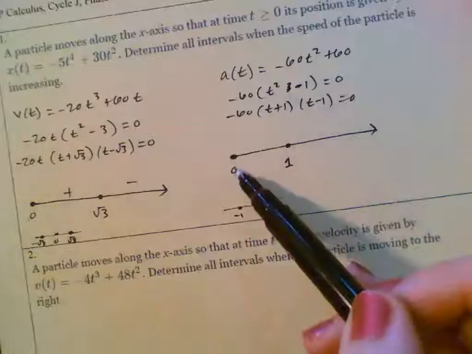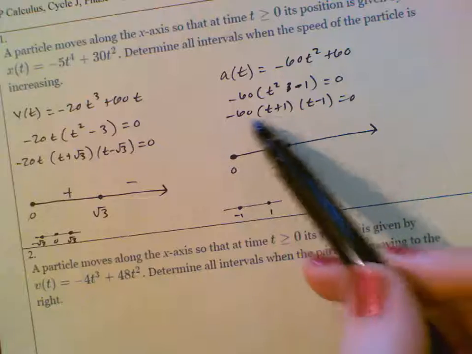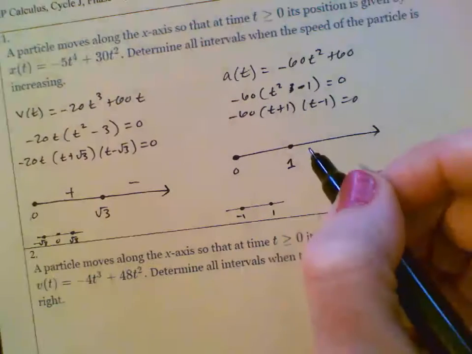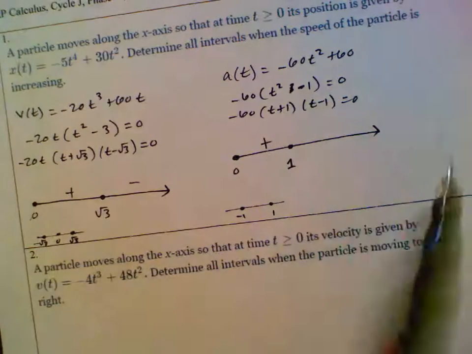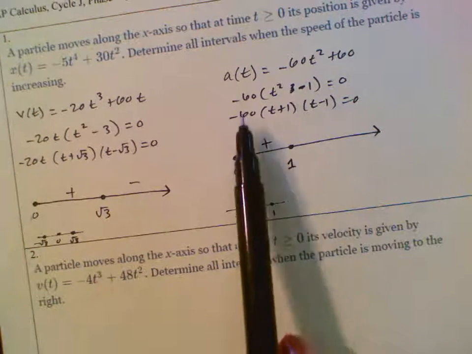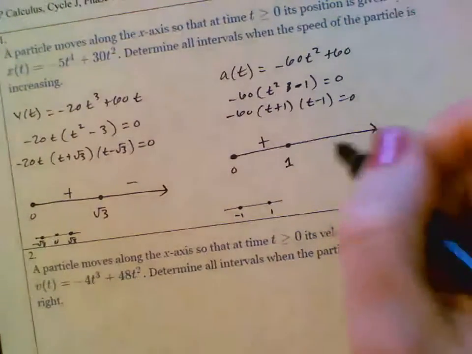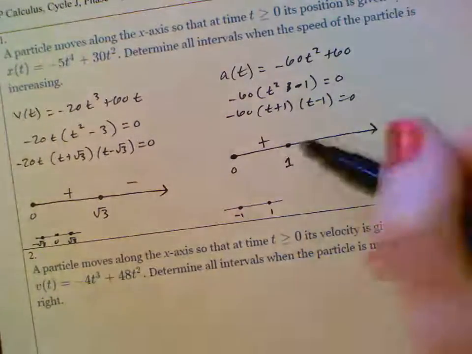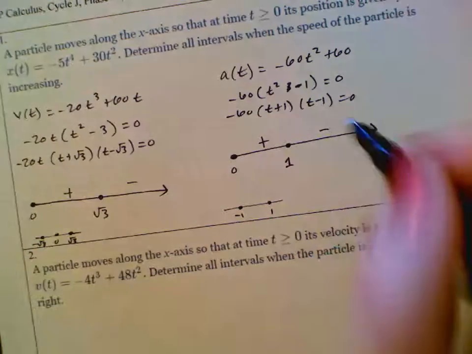So maybe it would be easier for you to just plug 0 in, and then you get negative, positive, negative, which is positive. But you could also plug in a half. You'd still get negative, positive, negative. That's probably just as easy for you guys. And then I plug in something over here, and I get negative, positive, positive.